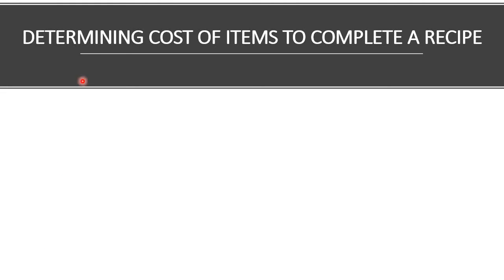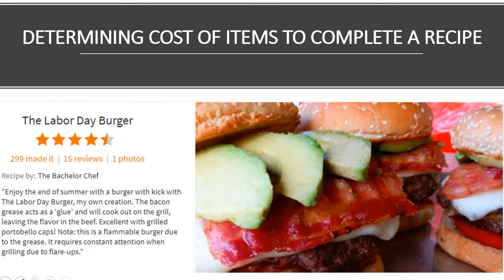Alright, today we're going to work on determining the cost of items to complete a recipe. So what we're going to be doing is looking at a recipe and then making some purchases and then finding out exactly how much of each thing we need and determining the cost total to be able to make those items at home. And so here we go. The Labor Day burger. The Bachelor Chef. Who knew? Okay, so this is what we're going to be looking at.